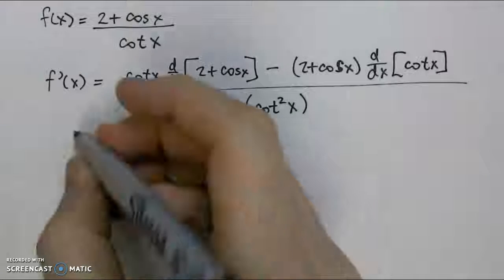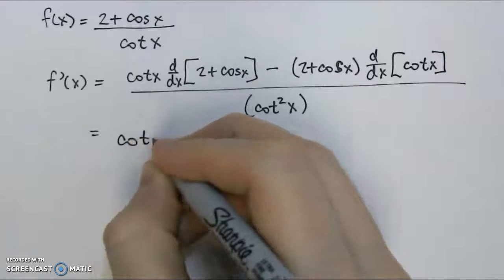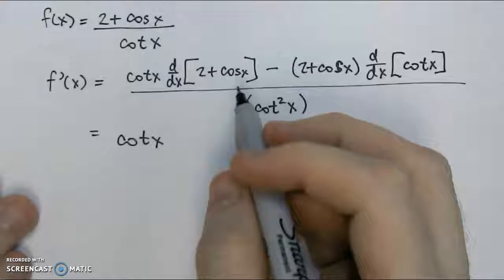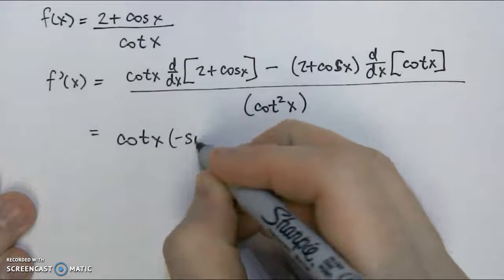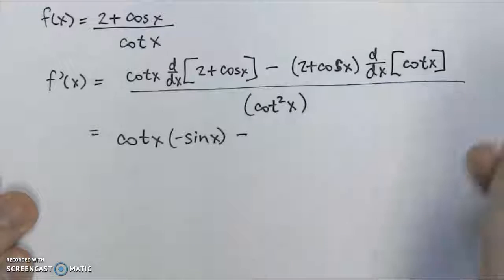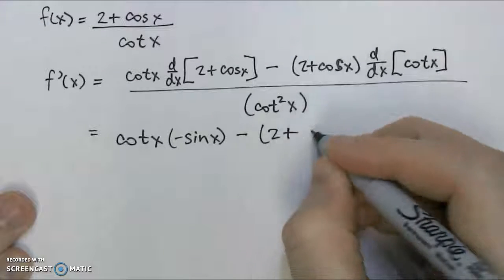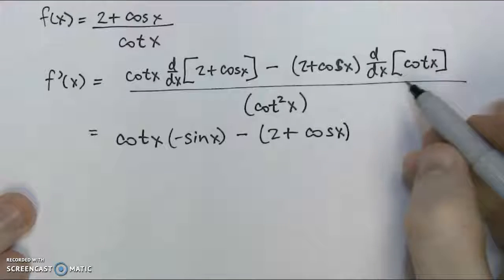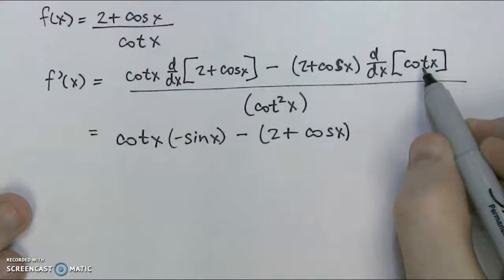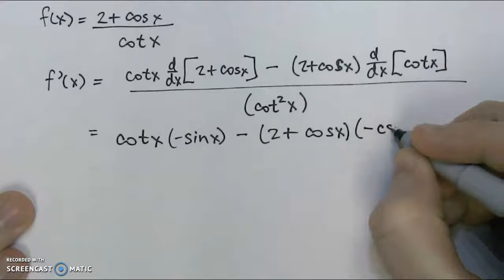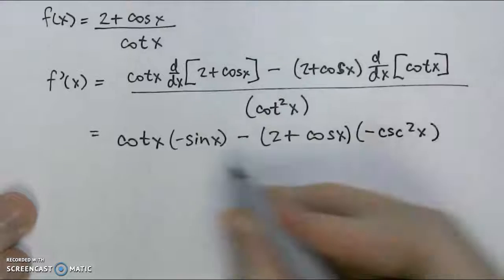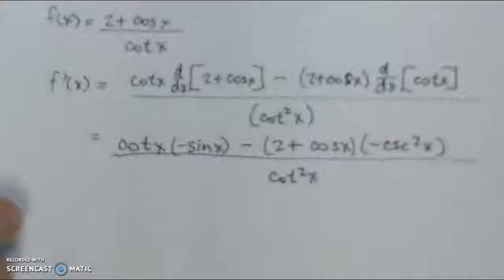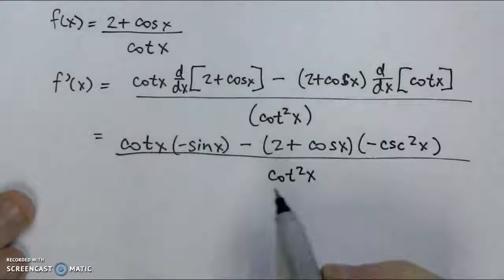So let's go through and do our derivatives. Derivative of 2 is 0. Derivative of cosine is negative sine. We're leaving 2 plus cosine alone. Derivative of cotangent is negative cosecant squared. And then all over cotangent squared.